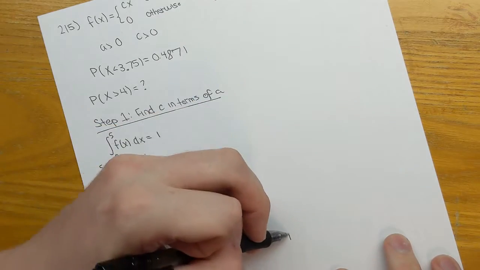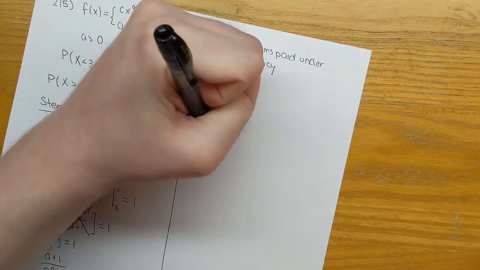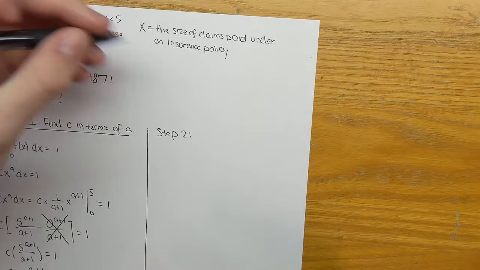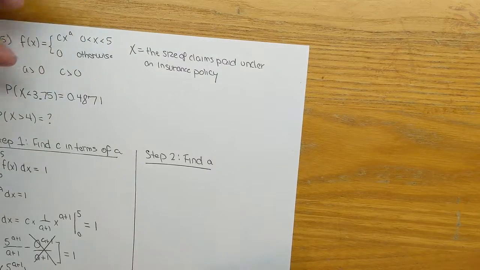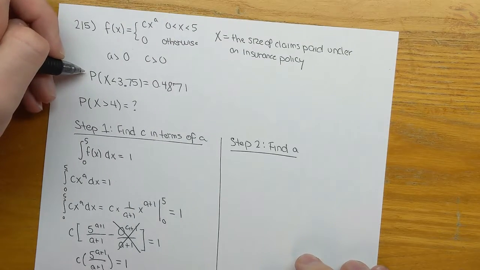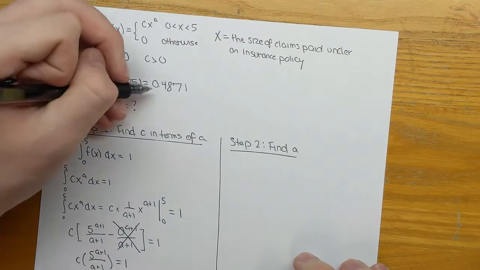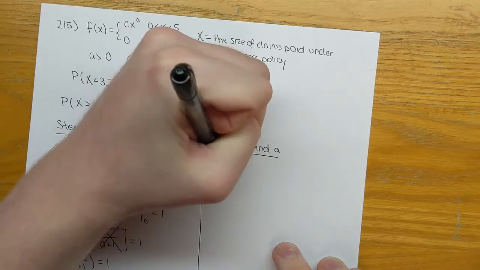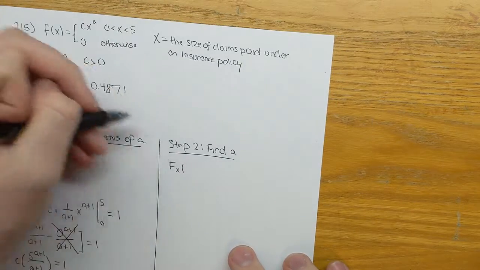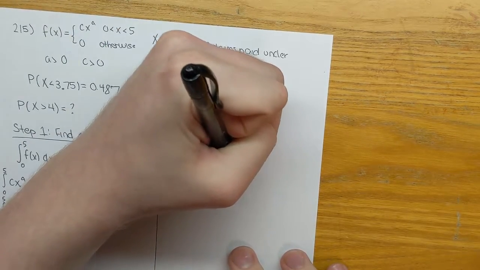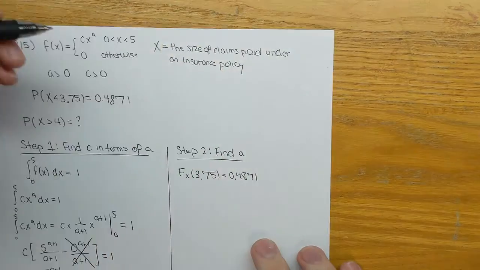Now let's move on to our second step. Step 2 is to actually find the value of a. We can't do anything until we find the value of a. So how do we find a? Well, we're given this information up here at the beginning of the problem, probability that x is less than 3.75 is equal to 0.4871. Notice that this is just your cumulative distribution function, big F of x, evaluated at 3.75, and that's equal to 0.4871.